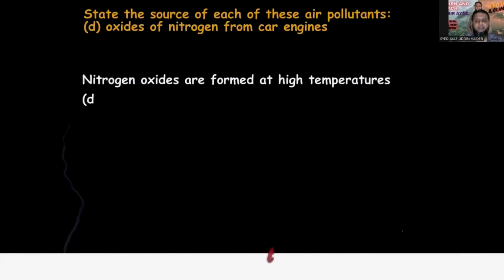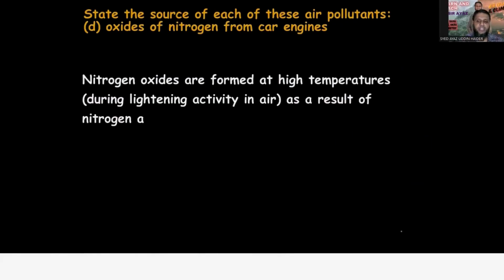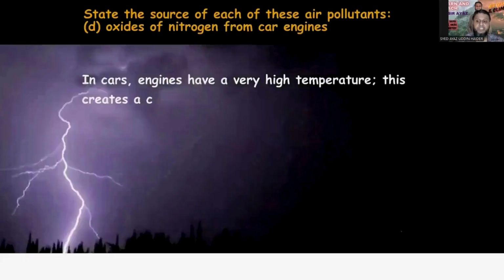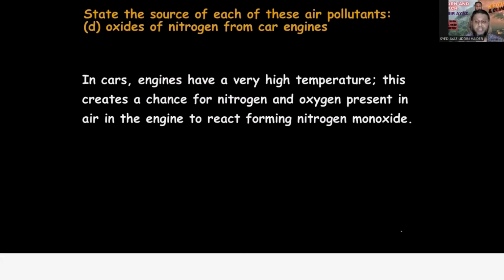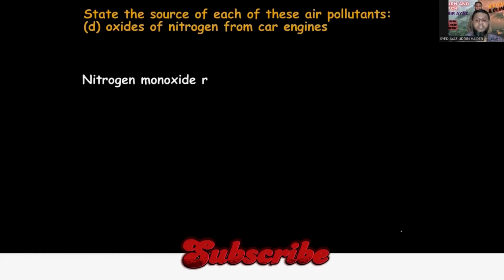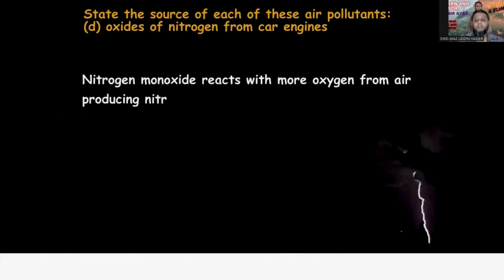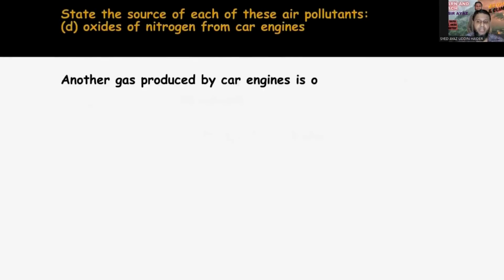Nitrogen oxides are formed at high temperatures during lightning activity in the air as a result of nitrogen and oxygen reacting. In cars, engines have a very high temperature, or you can say spark. This creates a chance for nitrogen and oxygen present in the air in the engine to react, forming nitrogen monoxide. Now, here's the reaction equation for the formation of the other oxides of nitrogen: 2NO plus O2 gives 2NO2. NO2 is an acidic oxide.